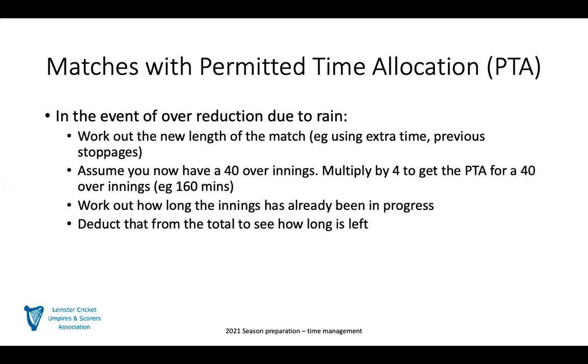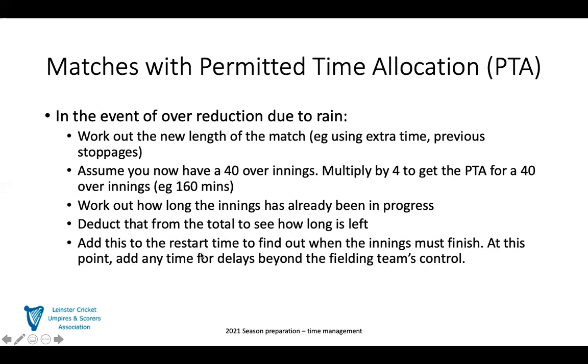And however long is left in the innings, that is how long the fielding team is going to have to finish their overs. So say you've got 100 minutes left, you're starting at 3 o'clock. That'll be 20 to 5 for the extra 100 minutes. And at this point, you also need to add any time delays you've had in the hour's play you've had. And then finally, once you've worked all that out, tell the fielding captain what their new permitted time allocation is.